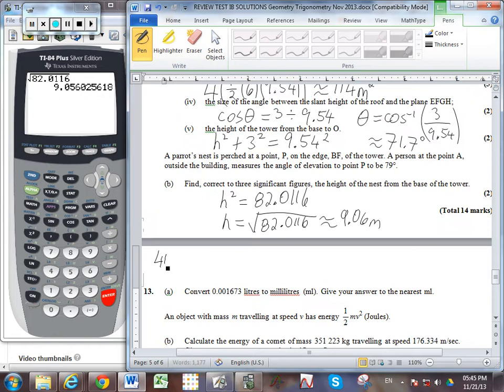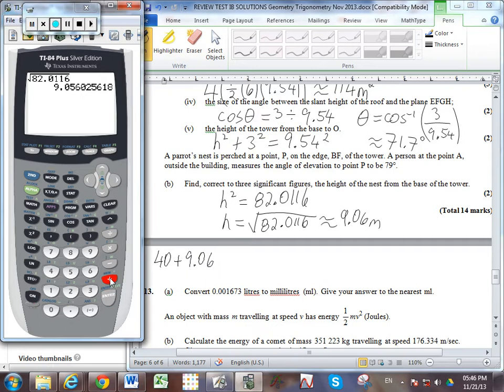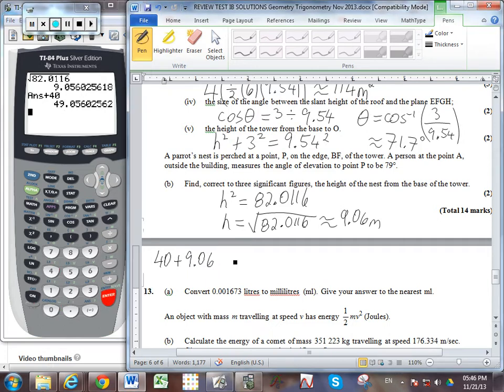So 40 plus 9.06. So I add on the 40. And now I round to 3 significant figures. I end up with 49.1 meters is the overall height of the tower.